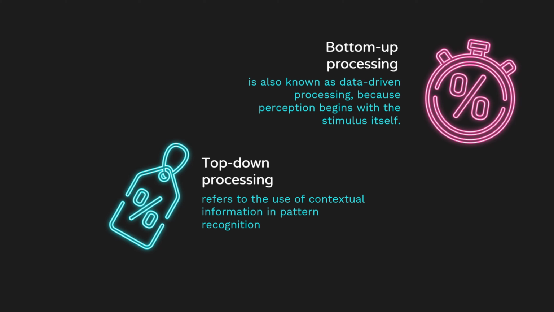Bottom-up processing is also known as data-driven processing because perception begins with the stimulus itself. Processing is carried out in one direction, from the retina to the visual cortex, with each successive stage in the visual pathway carrying out ever more complex analysis of the input. Top-down processing refers to the use of contextual information in pattern recognition. For example, understanding difficult handwriting is easier when reading complete sentences than when reading single, isolated words. This is because the meaning of the surrounding words provides a context to aid understanding.